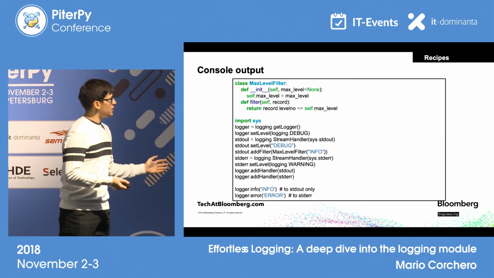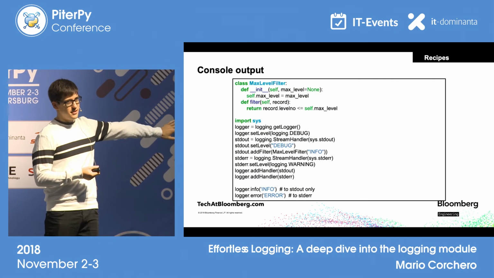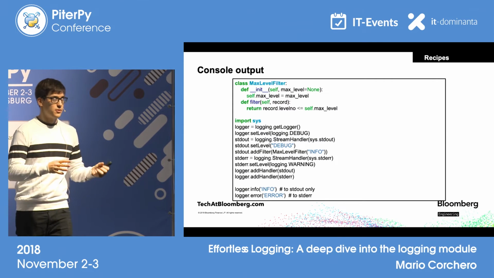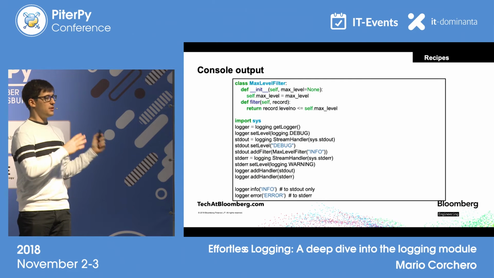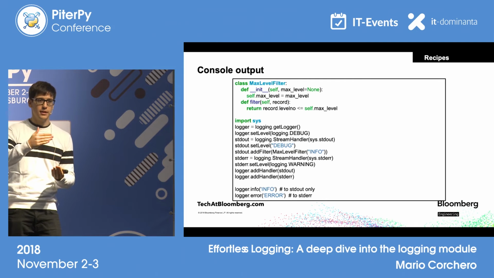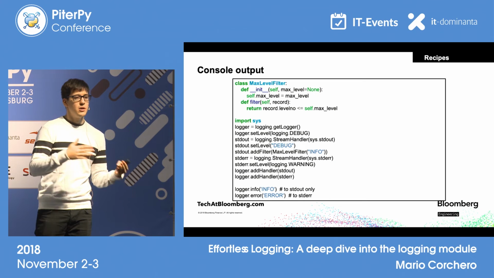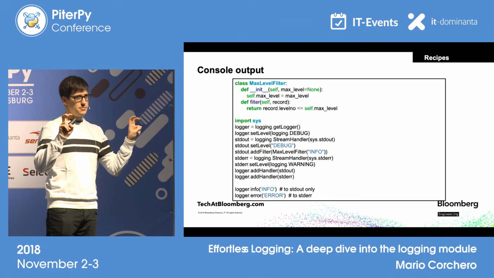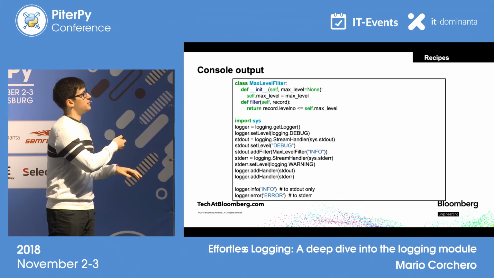If you want to get console output, I'm trying to get a simpler way to do it in CPython. But basically, if you want warning and above to go to stderr, and you want info and below to go to stdout, you can do it with this simple recipe. It's basically just using a filter.